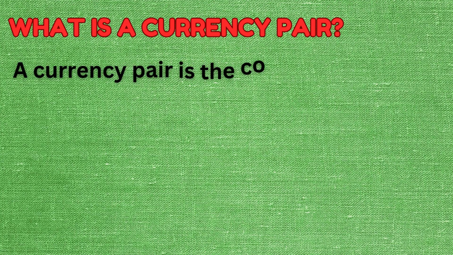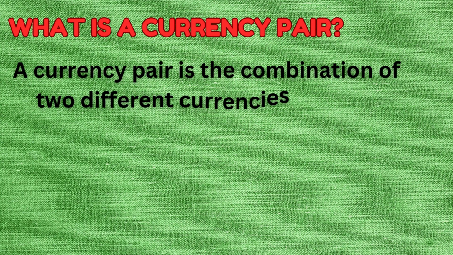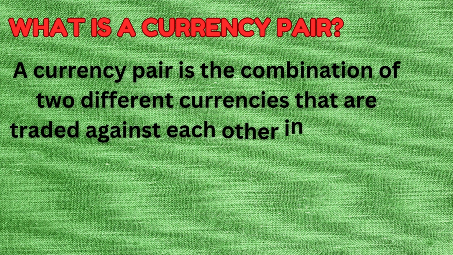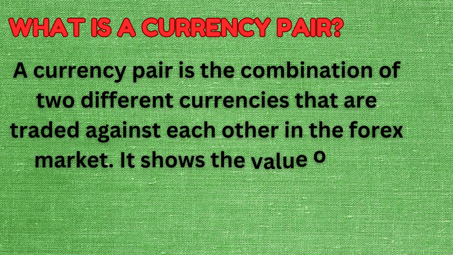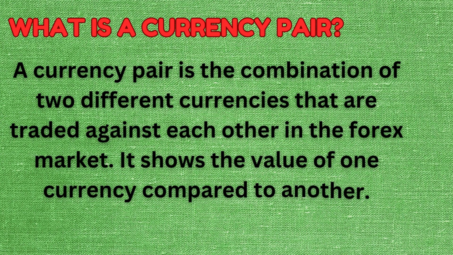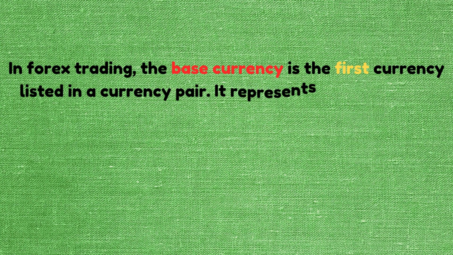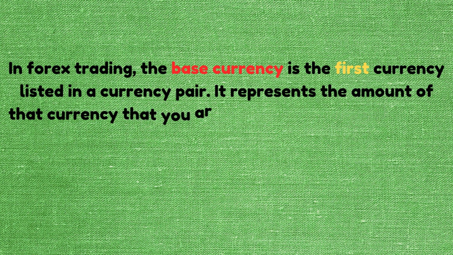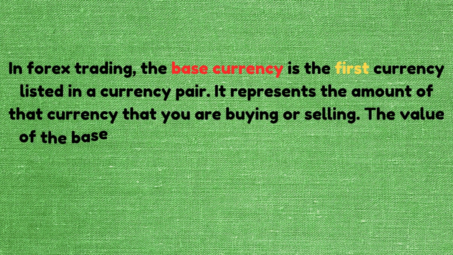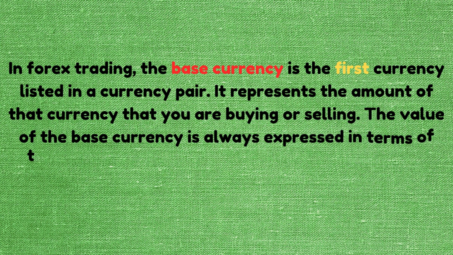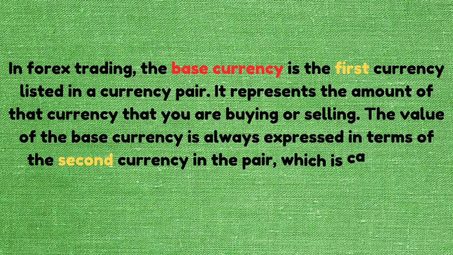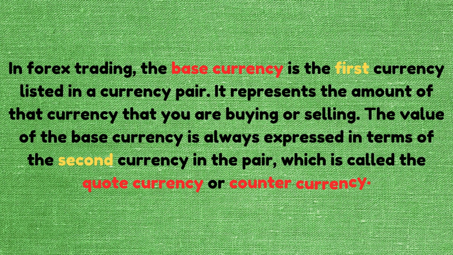So the next thing that we need to know here is what is a currency pair. A currency pair is the combination of 2 different currencies that are traded against each other in the forex market. It shows the value of one currency compared to another. In forex trading, the base currency is the first currency listed in a currency pair. It represents the amount of that currency that you are buying or selling. The value of the base currency is always expressed in terms of the second currency in the pair, which is called the quote currency or counter currency.